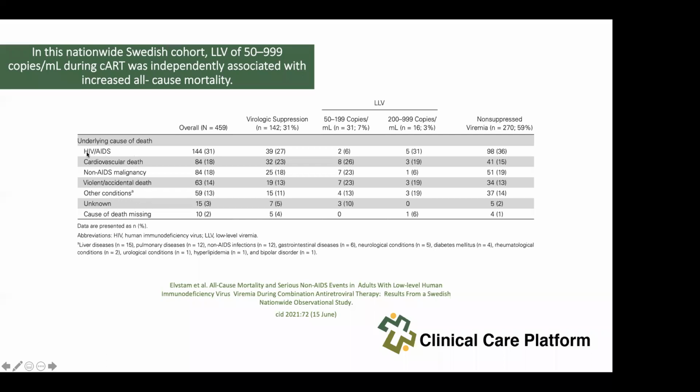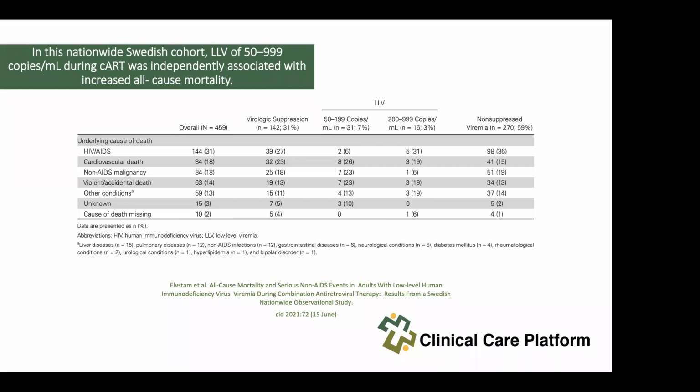If you just focus even just on HIV-associated causes of death, you will see that if you cluster all these patients from 50 up to 1,000, it is quite significant. And this informs us that a high viral load is something that we do not want. If it is more than 1,000, it becomes even urgent. If it is between 50 and 1,000, we should not relax.